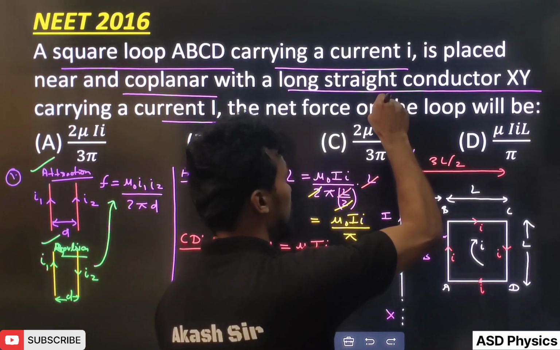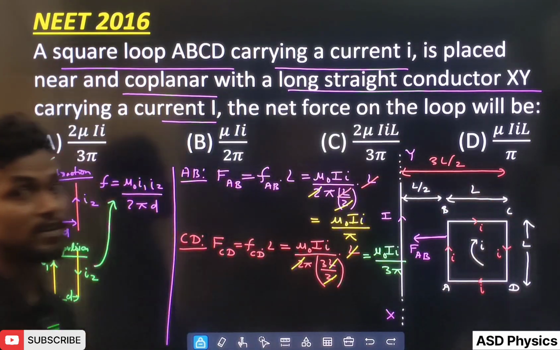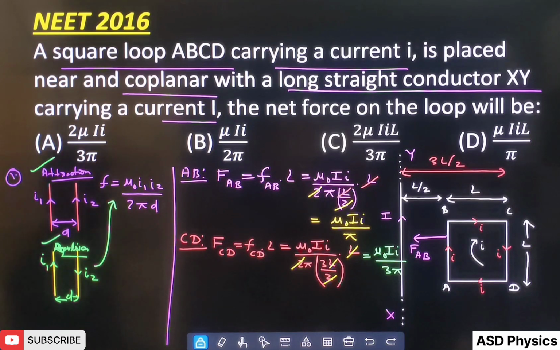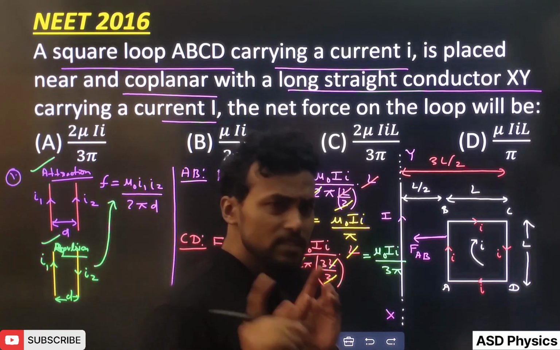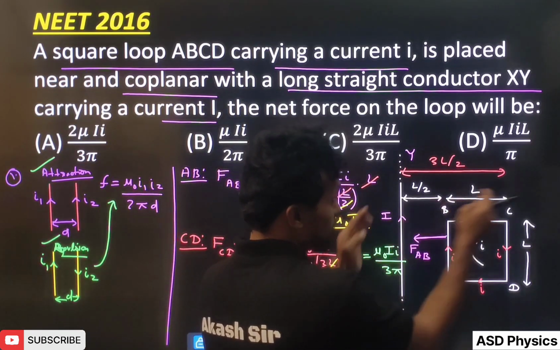Direction of the force, can you guess very well the direction of the force? Here you can see current upward. Here current is downward. That means attraction or repulsion? See please, opposite direction. What will be there? Repulsion will be there.